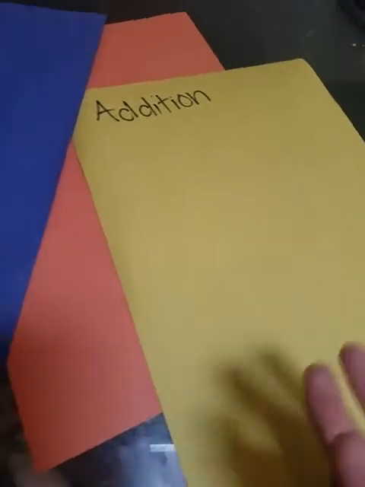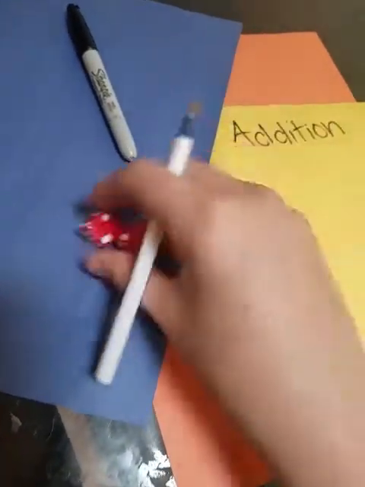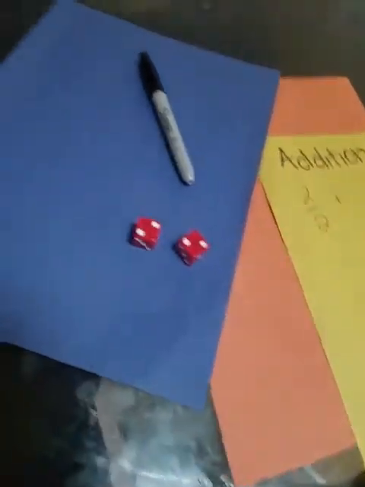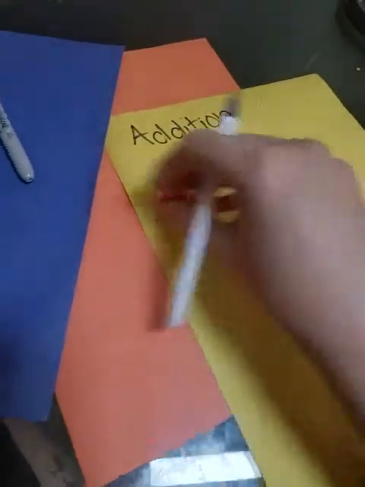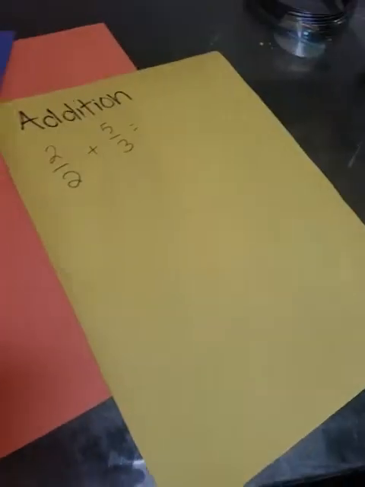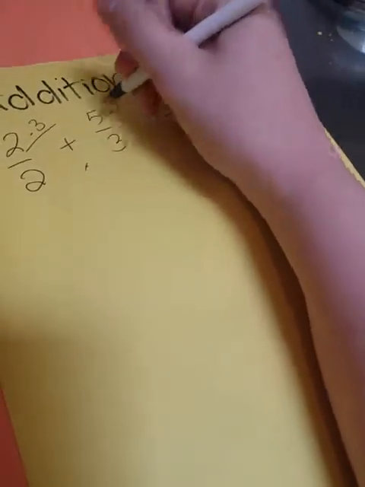Okay, the next one is for addition. Our first number is 2 over 2 plus 5 over 3. To do this, we need to find a common denominator. One easy way to do that is to multiply the bottoms. 2 times 3 is 6, so we know that 6 will be a common denominator. Since we multiplied 2 by 3, we have to do the same thing to the top. So 2 times 3 is 6. And since we multiplied 3 by 2, we do the same to the top. 5 times 2 is 10.